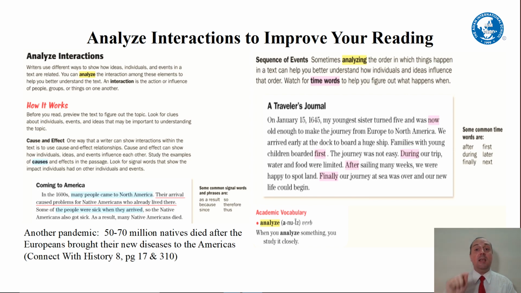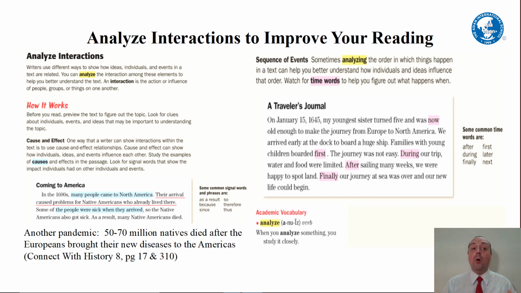The next word is interaction. One more time. Interaction. An interaction: an action is something that we do. An inter means between people or between things. So interaction is an action between people or things. If you look here, it says to analyze interactions to improve your reading. The first paragraph says, writers use different ways to show how ideas, individuals, and events in a text are related. You can analyze the interaction among these elements to help you better understand the text. And interaction is the action or influence of people, groups, or things on one another.